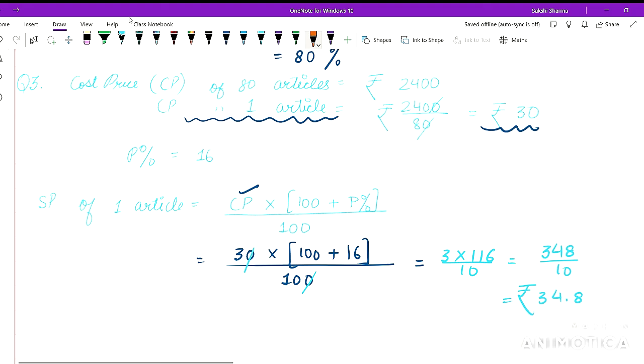And whenever you're writing down an amount, a monetary value, you always give your answer up to 2 decimal places. So I'm adding an extra 0 here at the end. So this is my answer.